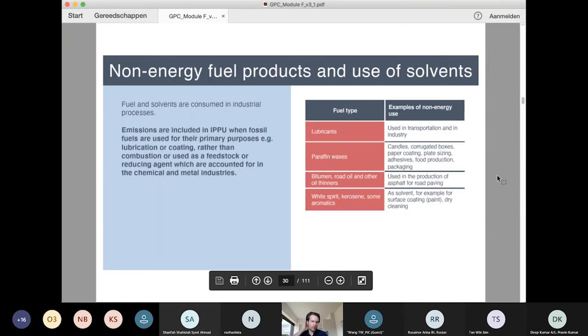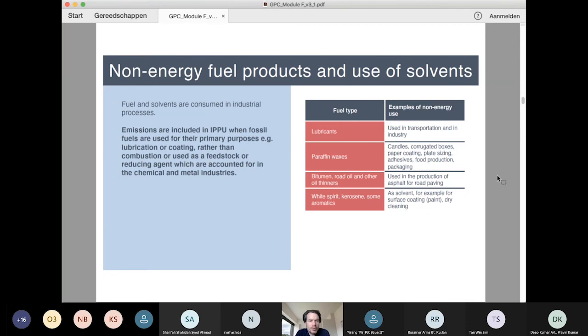So, non-energy fuel products and use of solvents. These are fuels and solvents consumed in industrial processes. And they're included, I've highlighted this in bold, in IPPU when fossil fuels are used for their primary purpose, for lubrication or coating. So if a fossil fuel is used for lubrication and coating, it comes under IPPU. If it's used as combustion, it's under stationary energy. If it's used as a feedstock, as part of a chemical or physical transformation, it comes under industrial processes.